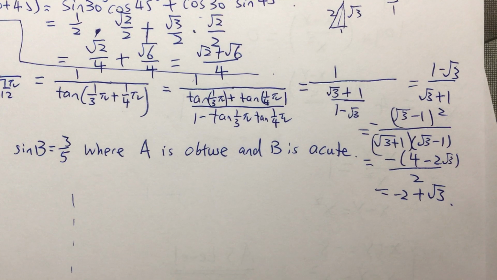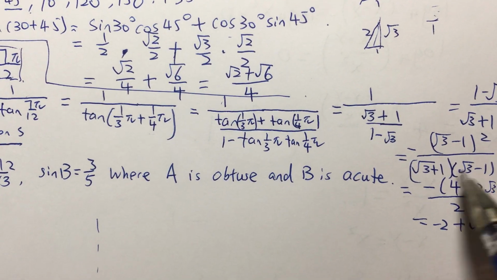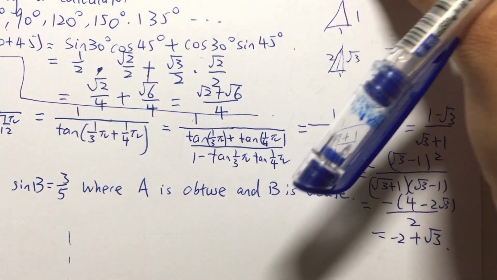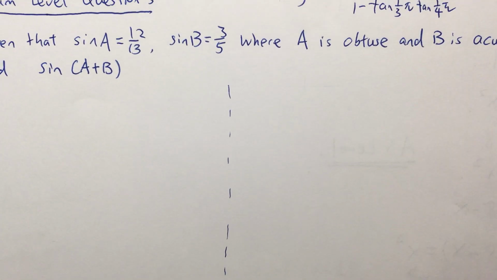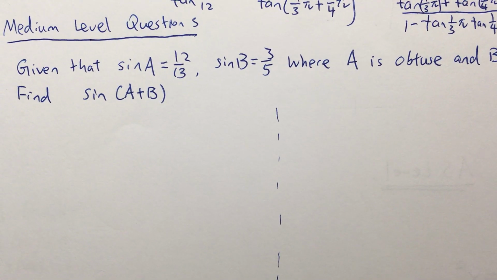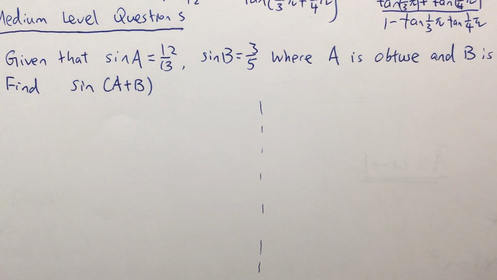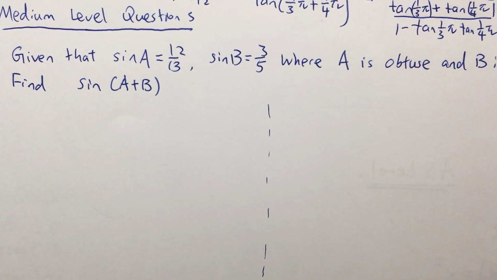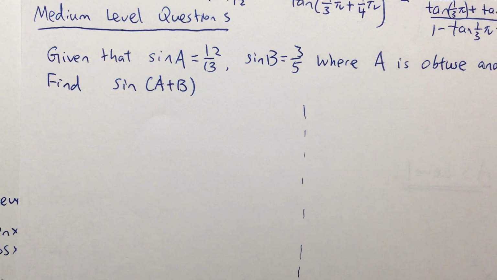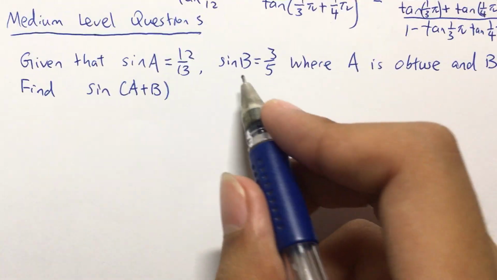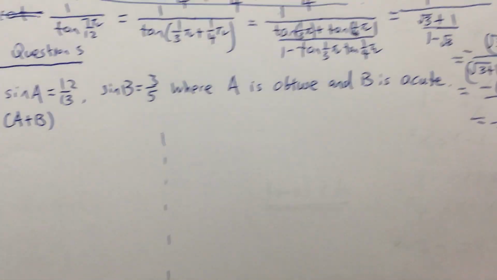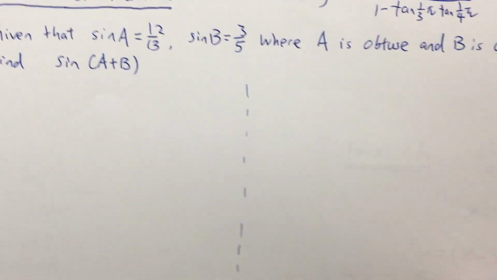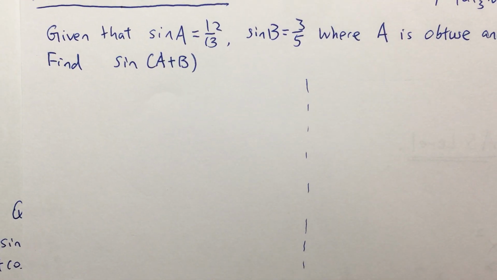Okay, so I think this part you are going to learn later in the course. That's the algebra manipulation. And now let's try some medium level questions. Given that sine A is equal to 12 over 13 and sine B is equal to 3 over 5, where A is an obtuse angle and B is acute, find sine of A plus B.